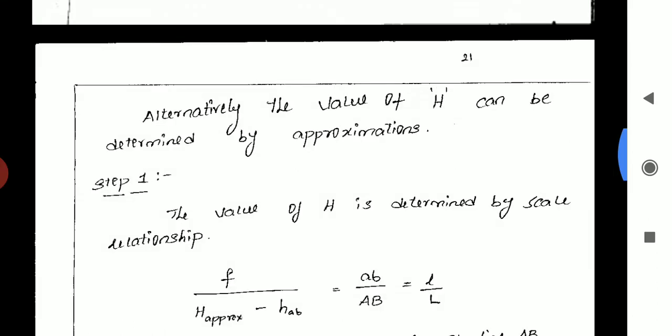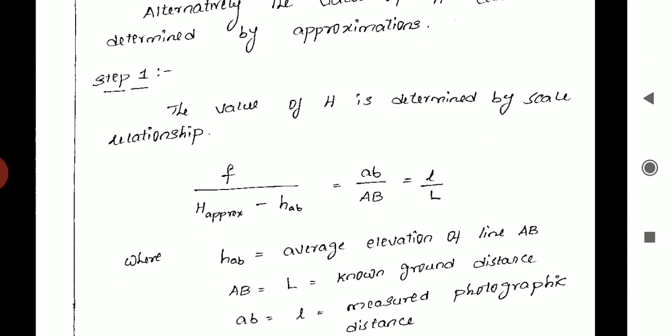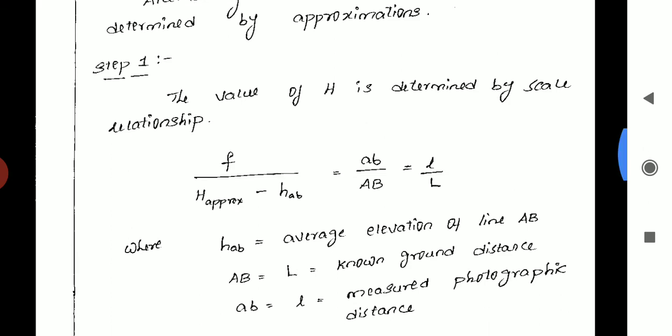Alternately, the value of H can be determined by approximation. Step 1: H is determined by the scale relationship. What is the scale relationship? F equals H approximation, no? So H equals approximation minus HAB. AB is compared in the diagram, and you people will check it. So small ab divided by capital AB gives the scale factor, so small l divided by capital L.